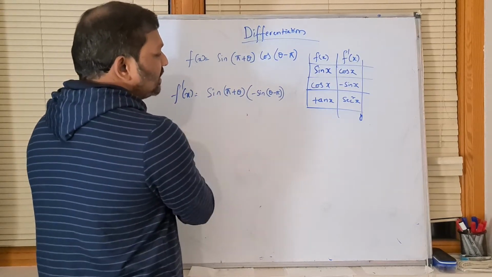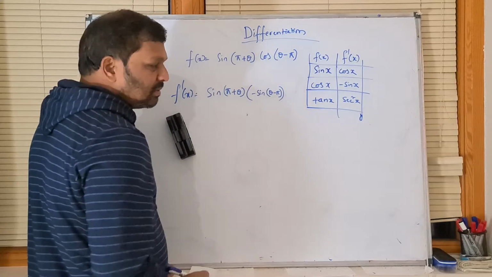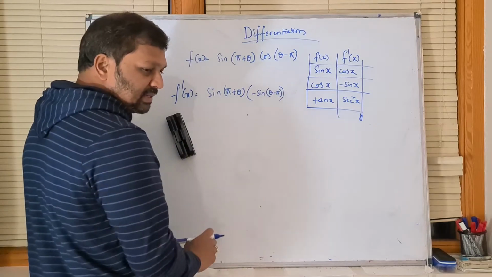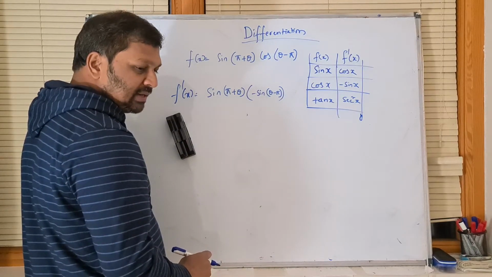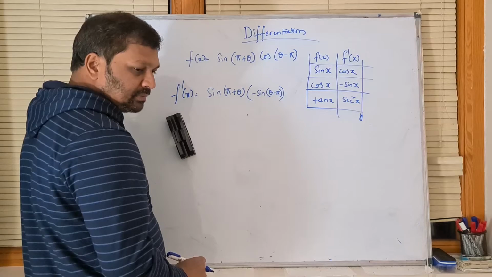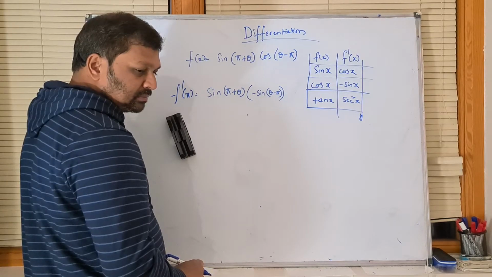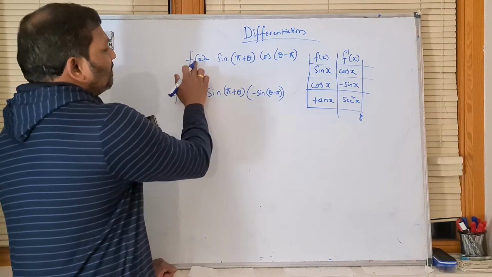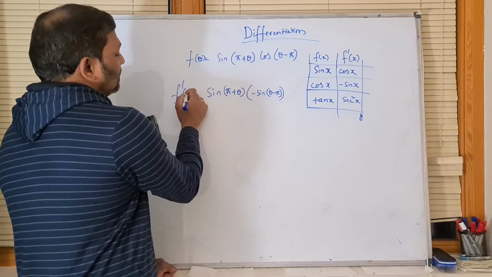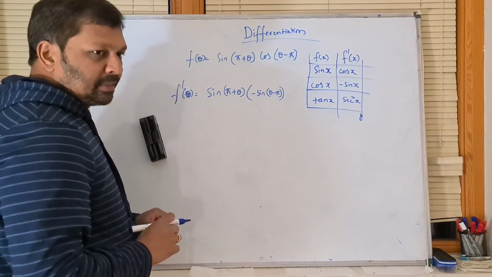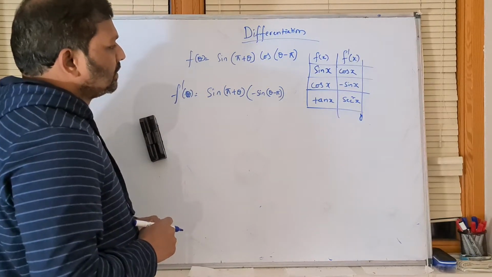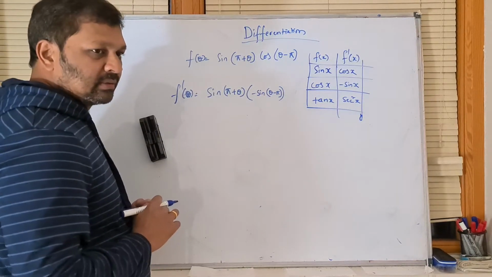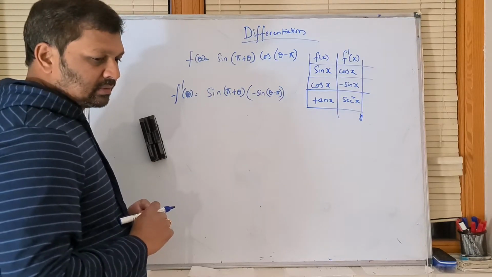Are we left with something? We need to do the inner function differentiation also. What is the inner function? Theta minus pi. If you differentiate that, what do you get? With respect to theta, this is f dash theta. What is the differentiation of theta minus pi with respect to theta?